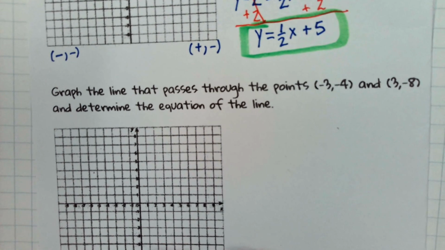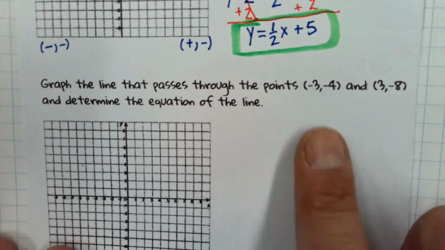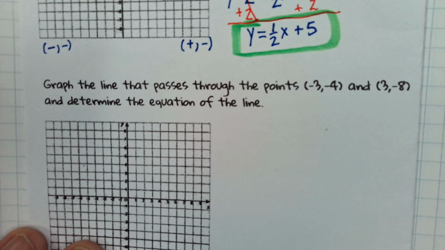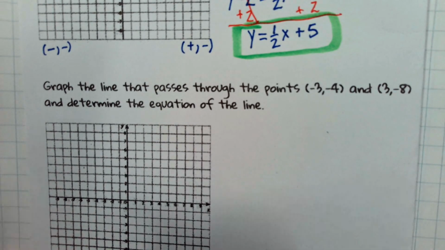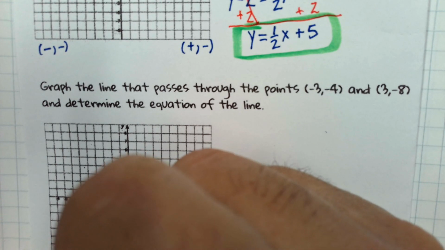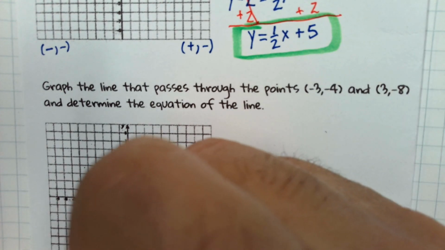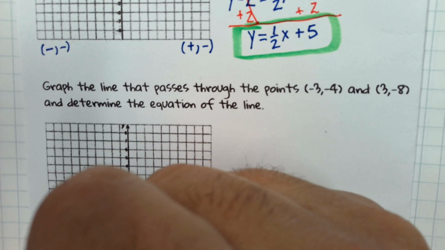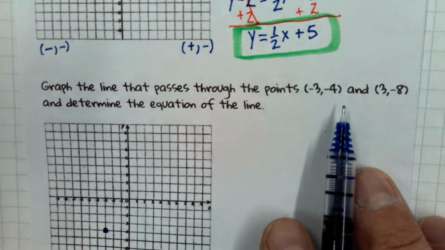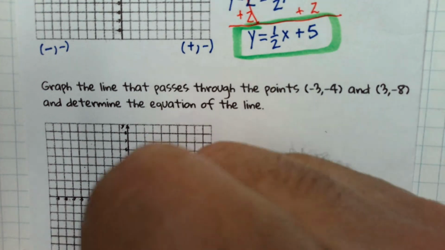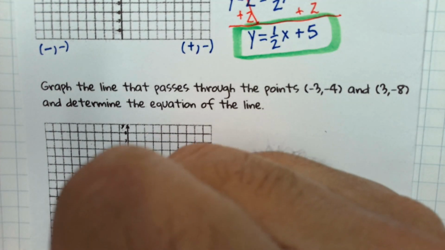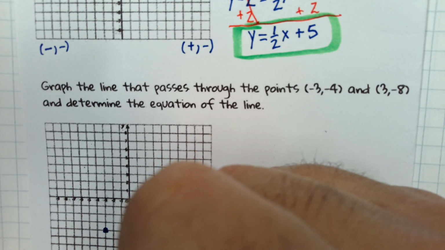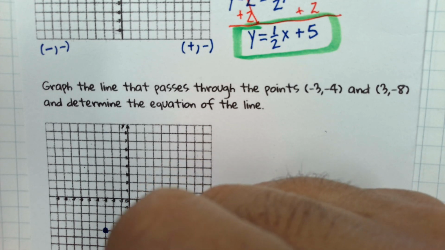All right, let's try it here. So, second one, we want to plot the points negative 3, negative 4, and 3, negative 8. Okay, so let's do that. Negative 3, negative 4, that's going to be somewhere down here. Let's just find exactly where it is. 1, 2, 3. And down 4. 1, 2, 3, 4. So there it is. And then we want 3, negative 8. So that's, instead of 3 to the left, we're going to go 3 to the right. And then we're going to go down 8. There's 4. 5, 6, 7, 8, right there.